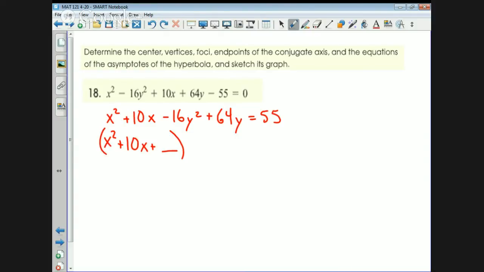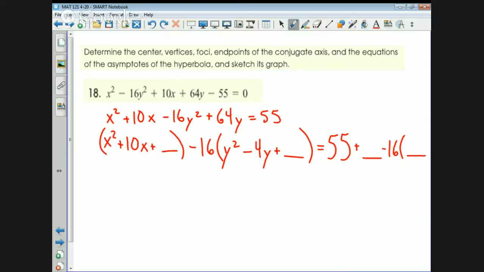With the negative 16 in front of the y squared, I definitely need to factor that out of all the y terms. So I'll have y squared and then minus 4y. 16 will go into 64 4 times. And when I distribute negative back into that negative, I'll get positive 64y back. And oops, now I want to make sure I leave that blank for adding something in to complete the square. Now on the right side, I moved that 55 over and it became positive when I did that. And now I'm going to add in whatever I'm going to add in for the x. And then I'm going to have to go minus 16 times whatever I add in for the y.